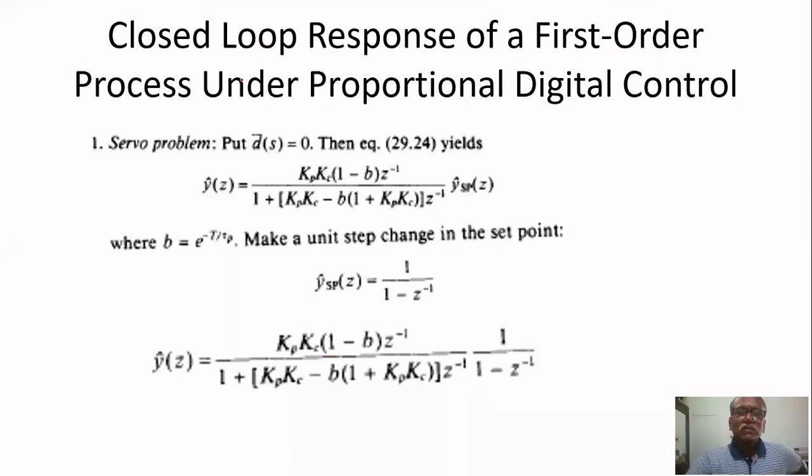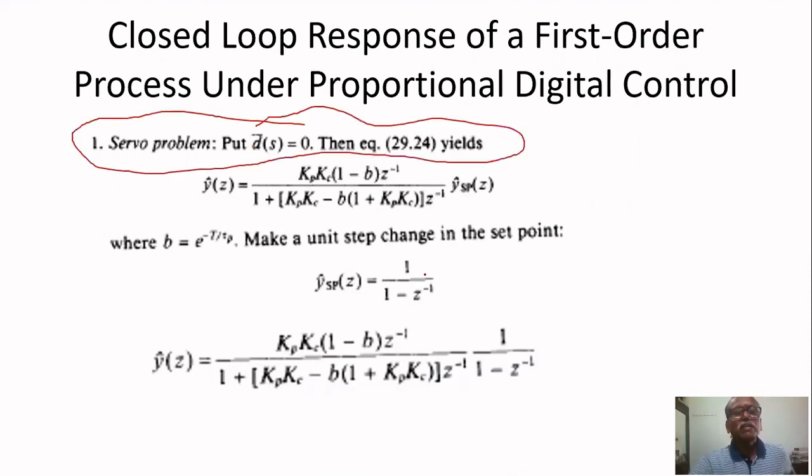The closed loop response of a first order system under proportional controller. Initially, we are going to find the servo response. That's why we are assuming that d of s equal to 0. Then, is it obvious? The first part alone will come. First part alone will come.